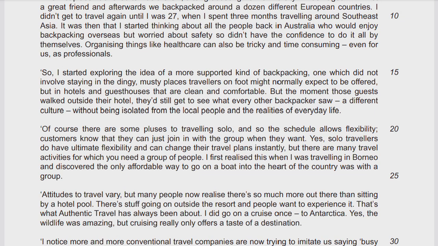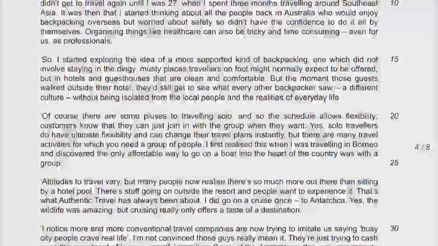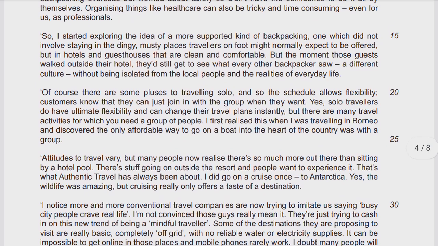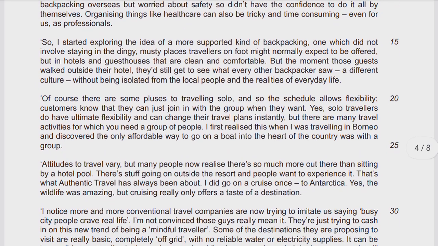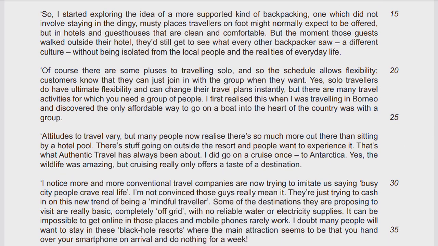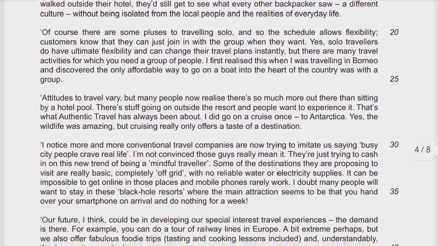So I started exploring the idea of a more supported kind of backpacking, one which did not involve staying in the dingy, musty places travelers on foot might normally expect to be offered, but in hotels and guest houses that are clean and comfortable. But the moment those guests walked outside their hotel, they would still get to see what every other backpacker saw, a different culture, without being isolated from the local people and the realities of everyday life.